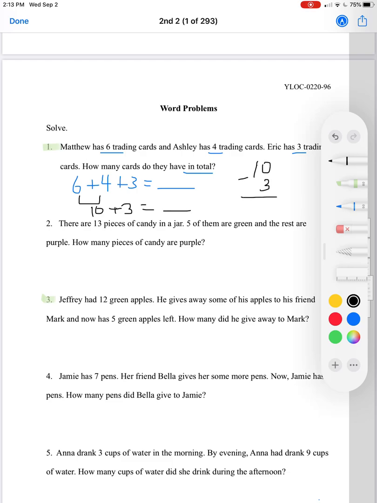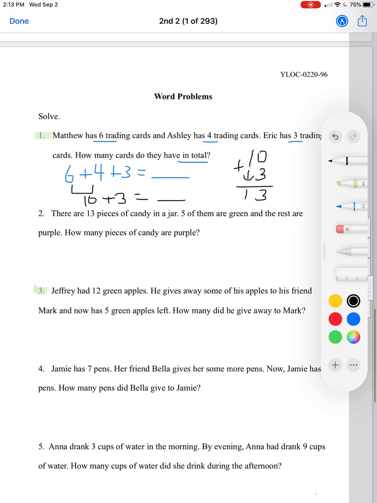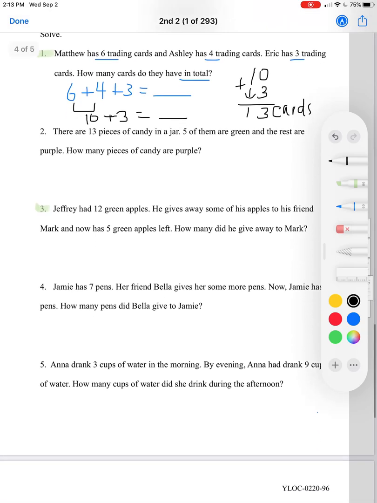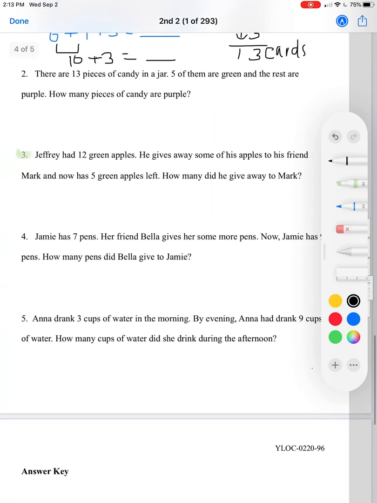10 and 3, stack the numbers, so it's easier to solve. You have 0 plus 3, which equals 3, and then there's nothing under the 1, so we're going to bring it down. So that's 13. They have 13 cards in total. I'm sorry, that's supposed to say cards. That's a little messy.